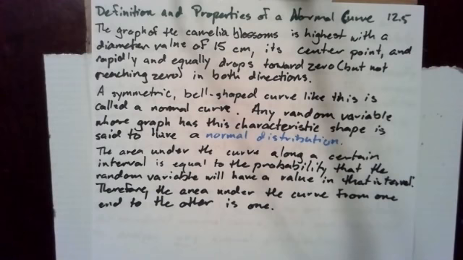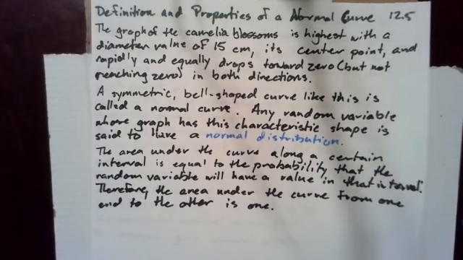Any random variable whose graph has this characteristic shape is said to have a normal distribution. The area under the curve along a certain interval is equal to the probability that the random variable will have a value in that interval. Therefore, the area under the curve from one end to the other is 1.